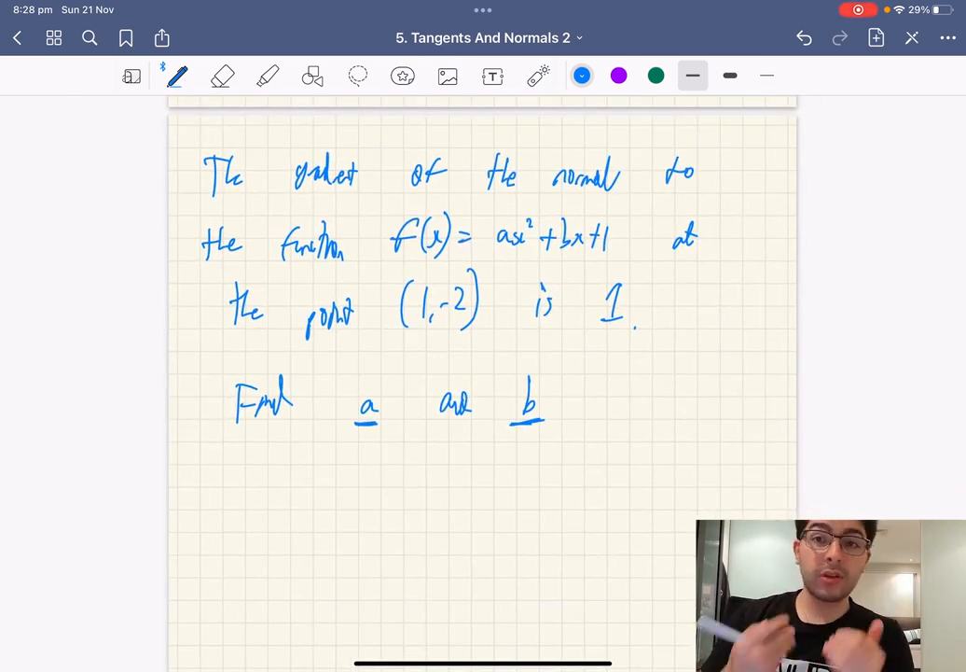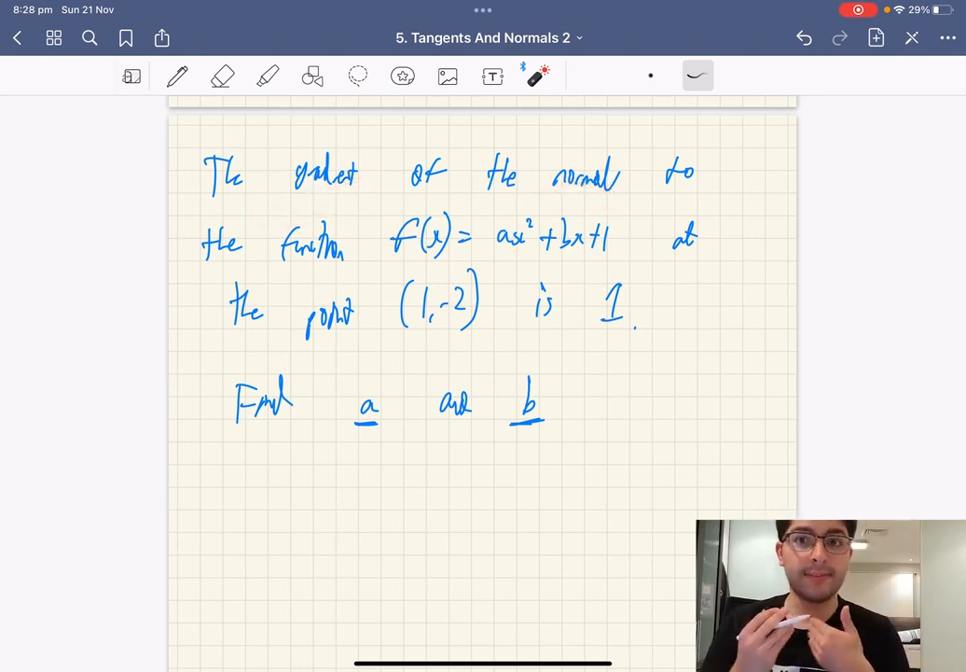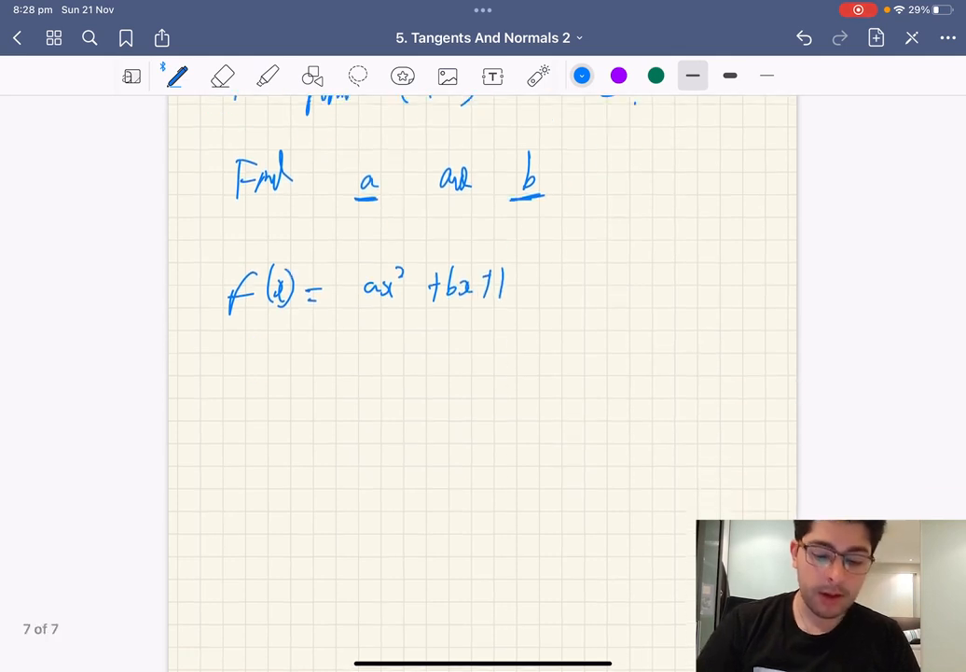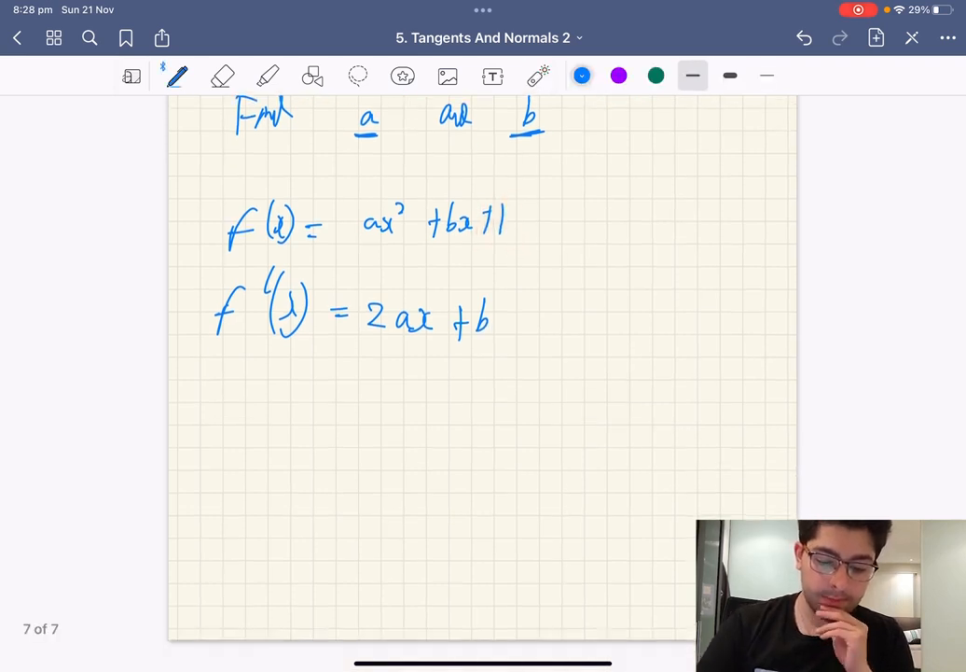Now let's go through a similar process that we did last time. They have given us the gradient of a function, but they've given us the gradient of the normal. So first things first, whenever they say gradient, that usually means we need to differentiate. So we know f of x is equal to ax squared plus bx plus 1. To differentiate it, we can find f dash of x, which is going to be, drag the 2 down, 2 times a, 2a, x to the power of 1 plus b, and the plus 1 disappears.